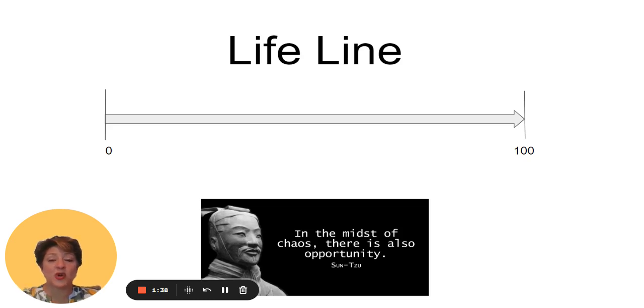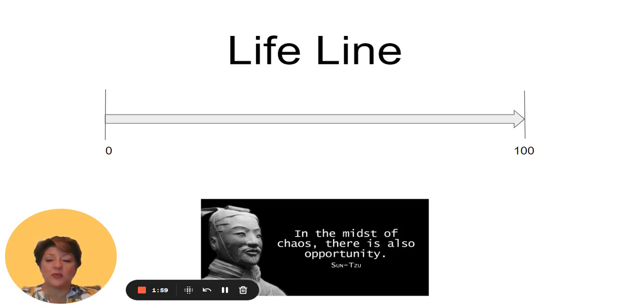This exercise is called the Lifeline. It is our first really interactive exercise, where we're going to ask you to get involved and really get deep with us. The Lifeline exercise is really simple. I'm going to ask you to follow my directions to a T. Don't get ahead of me. Stay with me to get the most out of it.